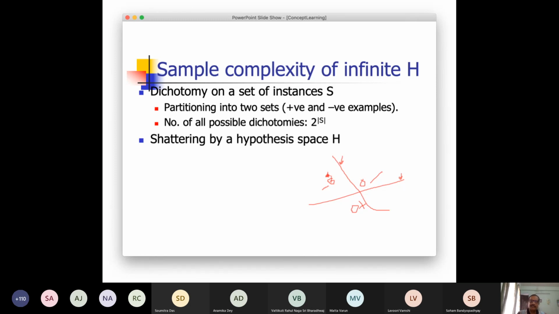There would be 8 such cases, because there are 3 instances. For each case, you should find a hypothesis, a straight line, which will shatter it. Now, if that happens, then we say this set is shattered by the hypothesis space itself. That is what shattering by a hypothesis space is: shattering of S by a hypothesis space H. Is it clear? Is there any doubt?